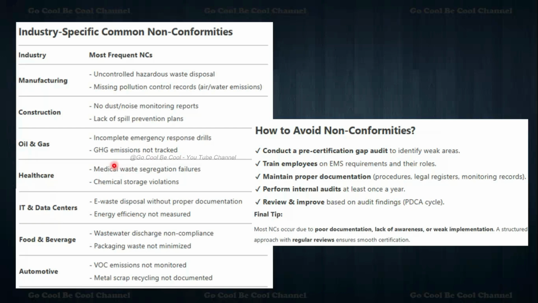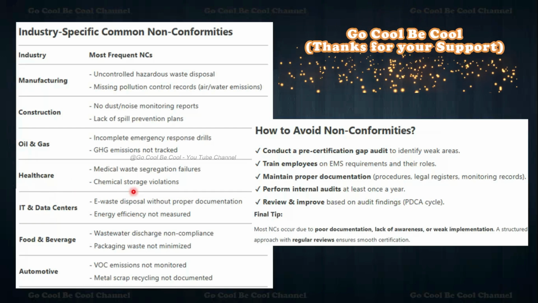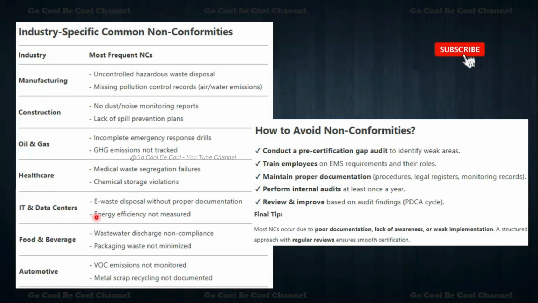And then oil and gas companies: incomplete emergency response drill. And then GHG, greenhouse gas emissions not tracked. Healthcare: medical waste segregation failure, and chemical storage violation, etc. We have IT and data center: generally e-waste disposal without proper documentation, energy efficiency not measured. And then food and beverages: wastewater discharge non-compliances, packaging waste not minimized. And then automotive: waste VOC emissions not monitored, and metal scrap recycling not documented.